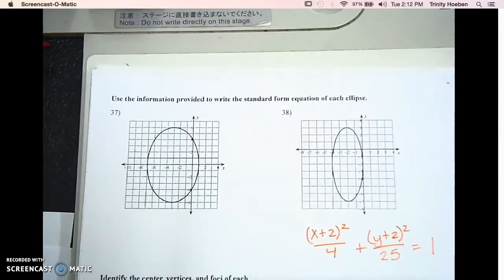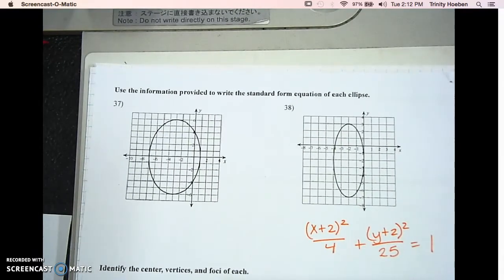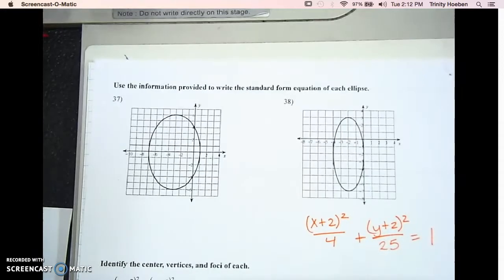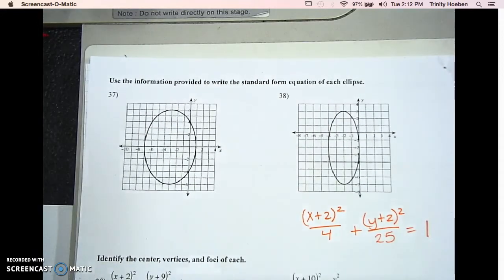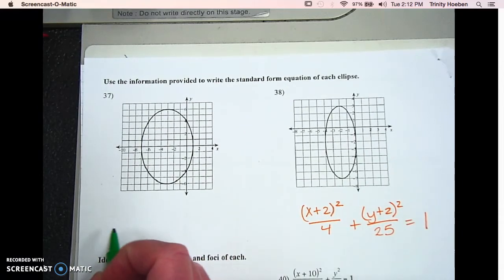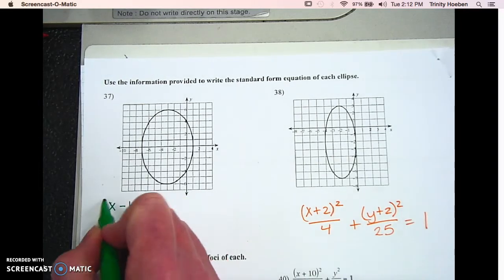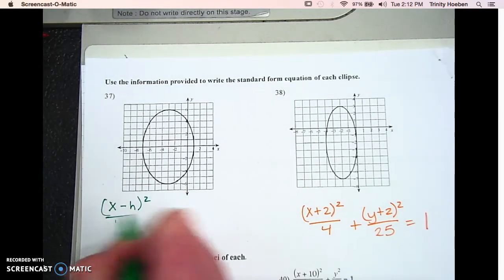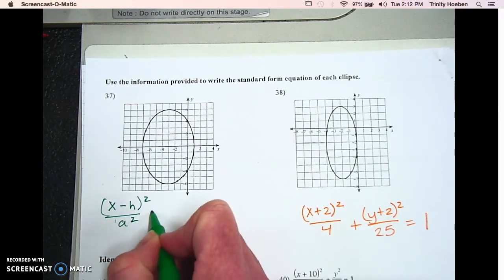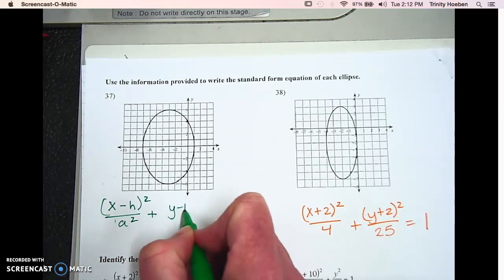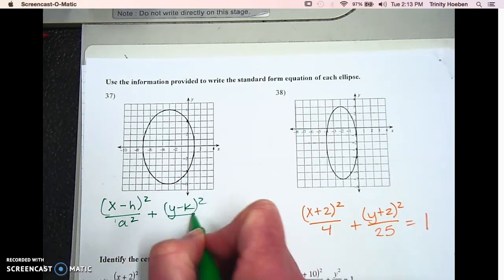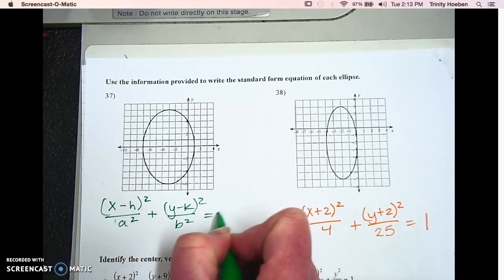At the top of the next page, number 37. The directions say, use the information provided to write the standard form of the equation of each ellipse. So your standard equation of an ellipse is x minus h quantity squared over a squared plus y minus k squared over b squared equals 1.